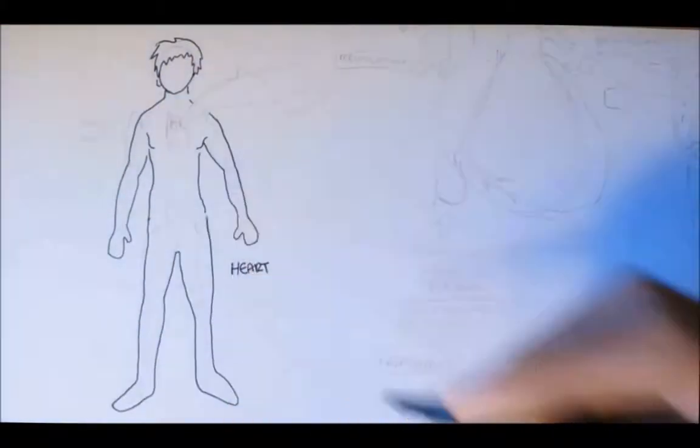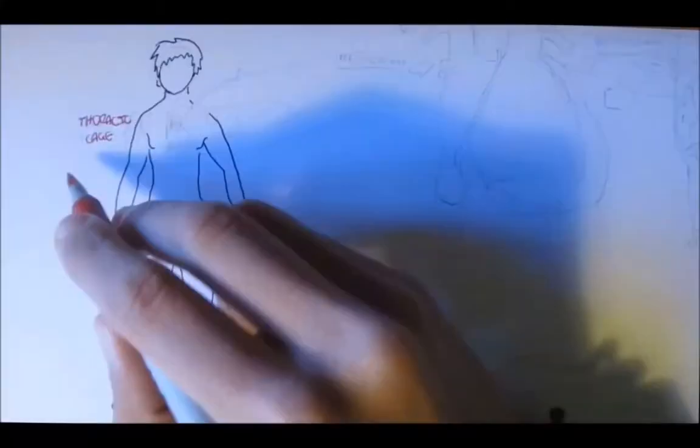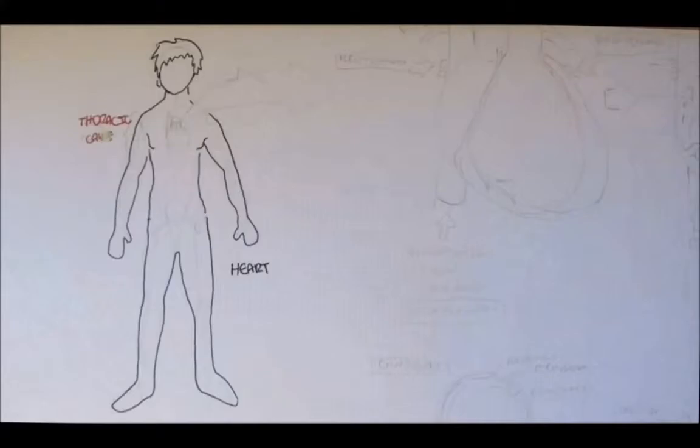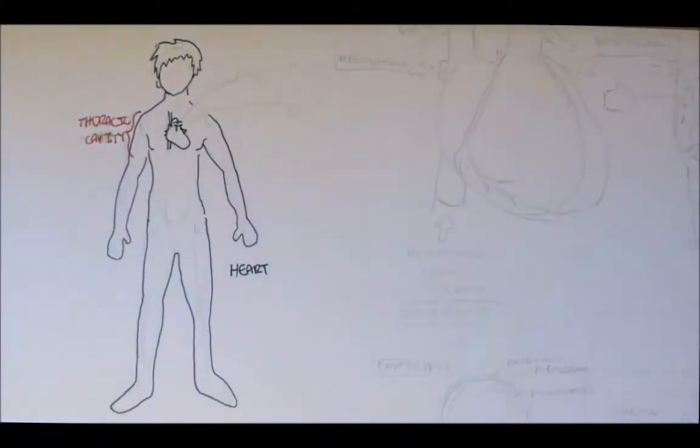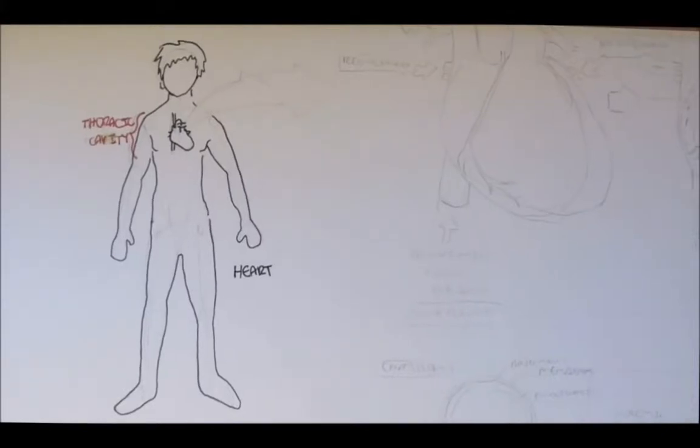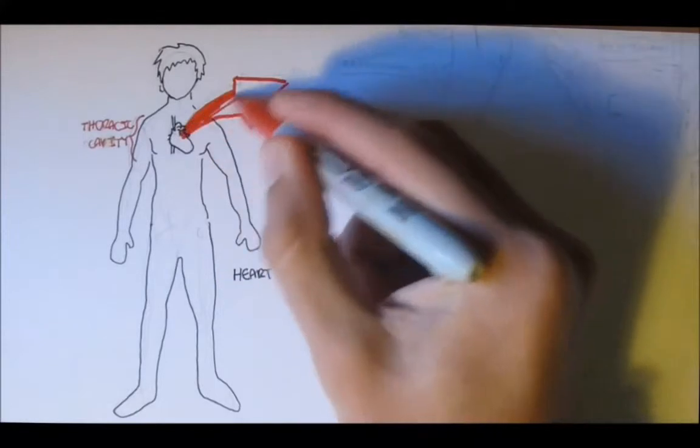So back in the day, the heart was not thought to be the organ responsible for transporting blood around the body, and the cardiovascular system was still a bit of a maze. Now, it wasn't until the mid-1600s when a man by the name of William Harvey described and proved that the heart was responsible for pumping blood around the whole body.